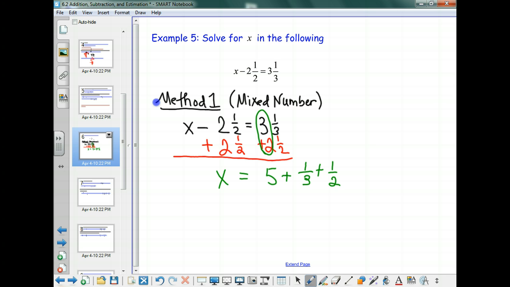1/3 and 1/2 don't have common denominators, but could they? Sure, we can do it like we had up on the board when Megan was doing her example. So what would the common denominator be? 6. If I multiply here, I get 2, and here I get 3. What does x end up equaling? 5 and 5/6.